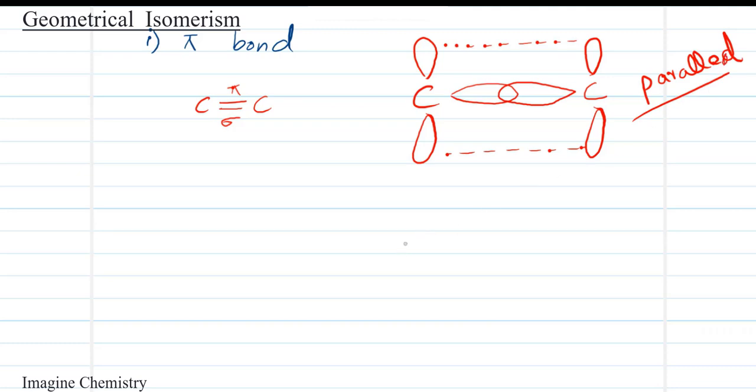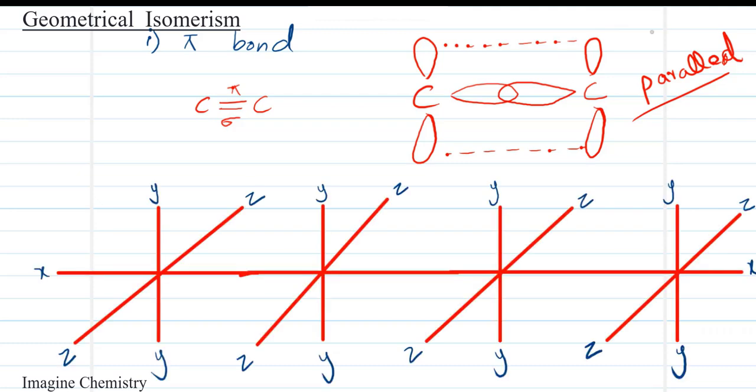So if there is a rotation of a bond, which does not occur in any way, but if it occurs, what will happen is that this pi bond, the basic requirement for the formation of the pi bond, will not be fulfilled.